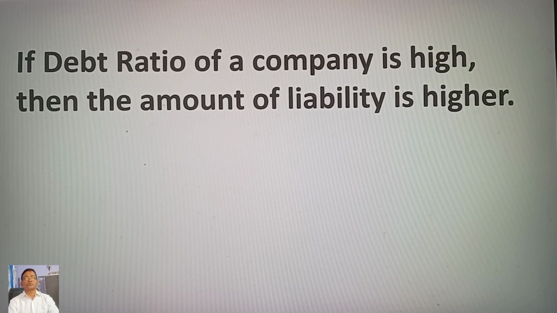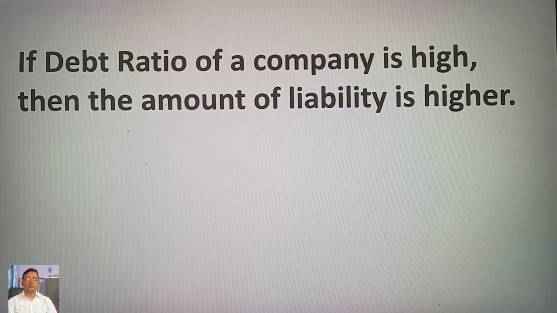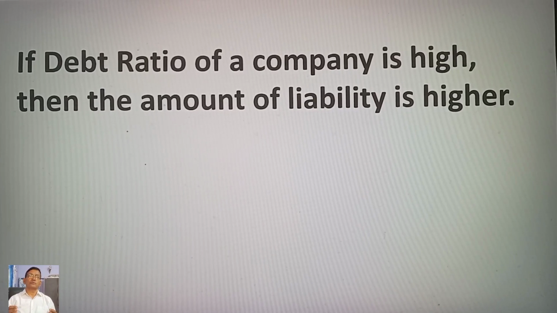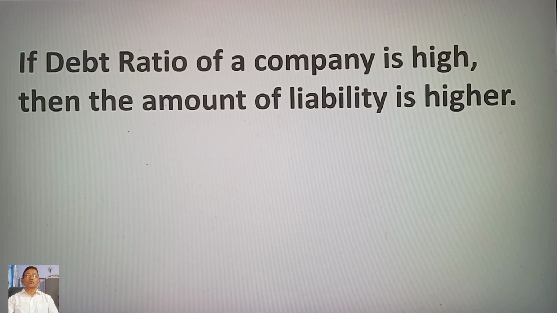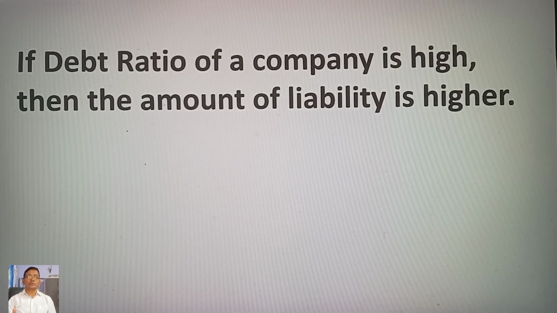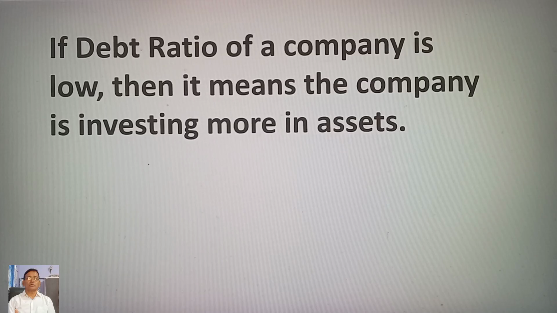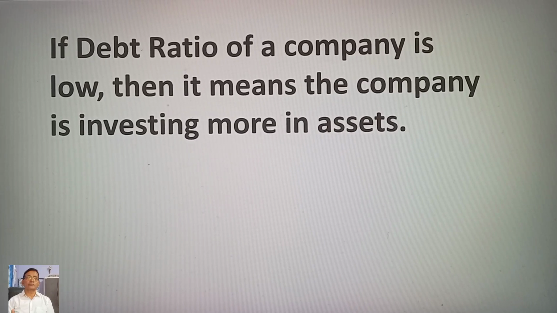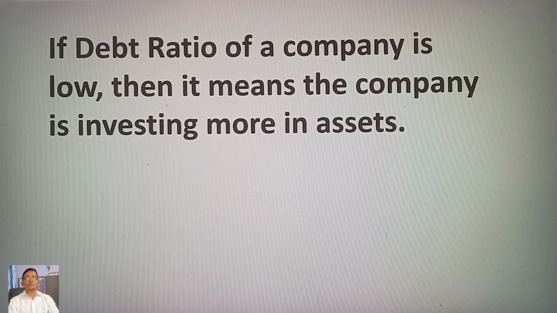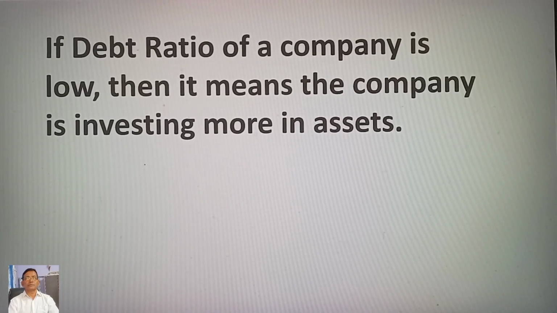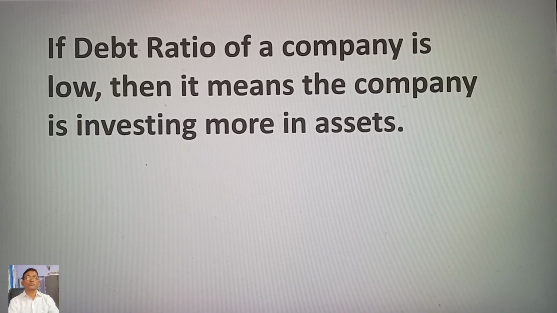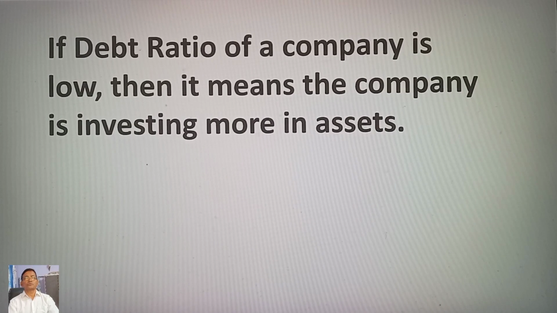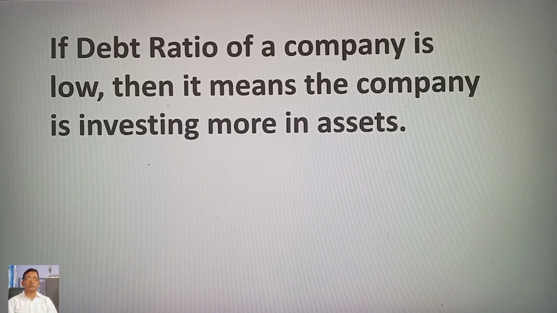If the debt ratio of a company is high, then the amount of liability is higher. This means that the company does not have sufficient assets to pay off debts. This is a risky affair which shows inefficient management. If the debt ratio of a company is low, then it means the company is investing more in assets. This means the company has a sufficient amount of assets to pay the debt when needed. This shows slow dependence on borrowings and safety.